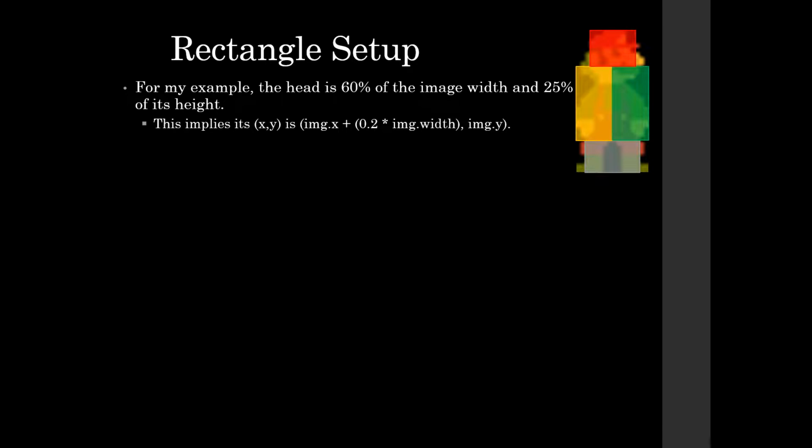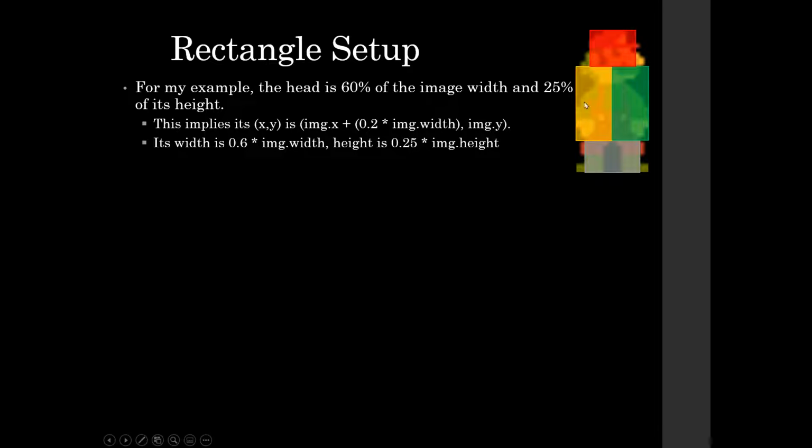Here we are, the rectangle setup. This is what really matters. For my example, I set the head to be 60% of the image width and 25% of the height. So when I calculated its location, I said, give me the image's X location and add on 20% of the image's width, and that will shift it over 20%. Its Y value is the same Y value as the image itself. Then its width is going to be 60% of the image width, and its height is going to be 25% of the whole image height. So that's arbitrarily how I'm doing it. I chose those numbers. I just have to make sure the math works out.